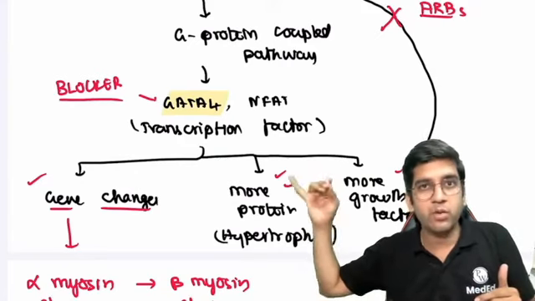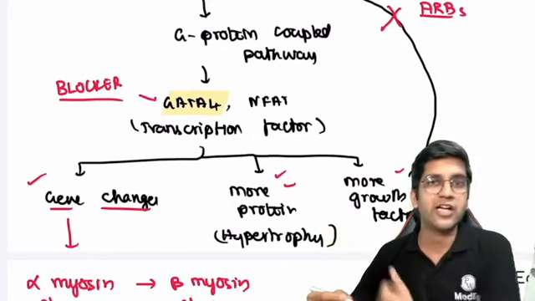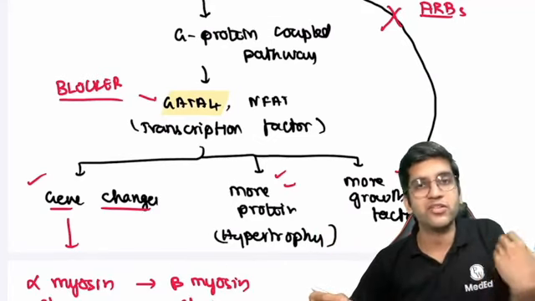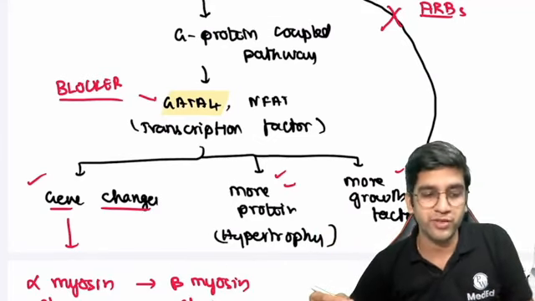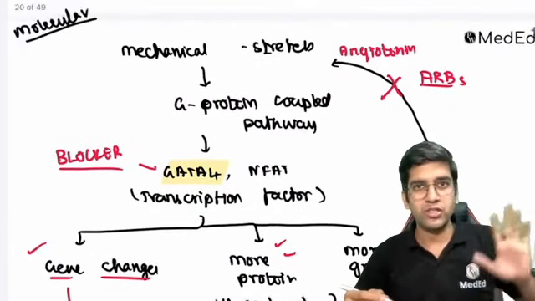So these might not be important for MCQ now. Maybe 10 years down the road, when you start practicing, I might have a GATA4 blocker which you give to reverse cardiac hypertrophy in hypertensive patients, right? So that's the use of learning all these, right? Perfect. So now I know the problem.